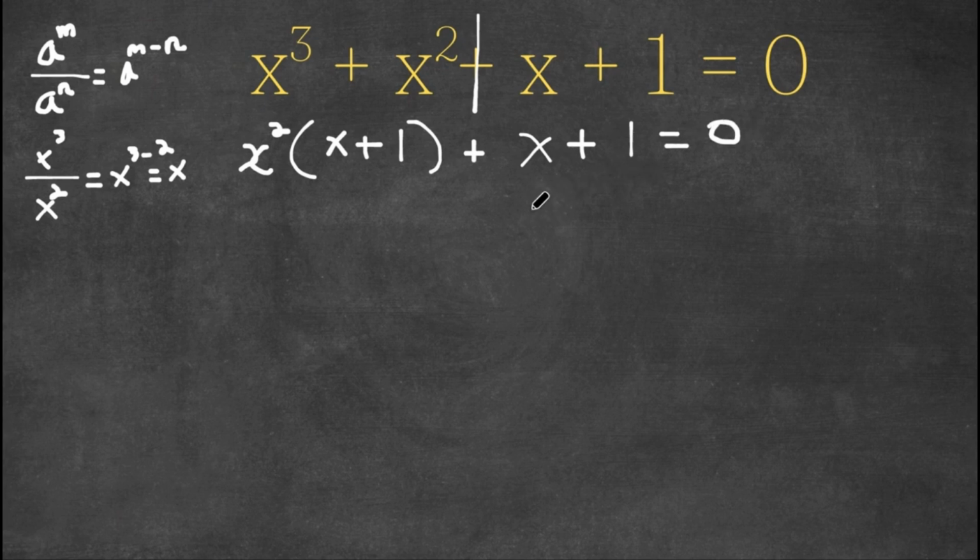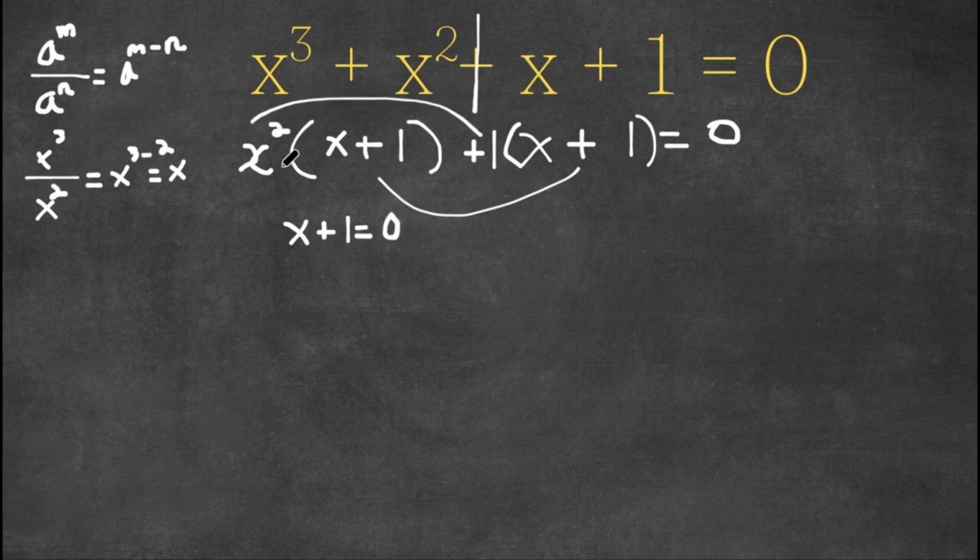So now this would actually give us two equations, because x plus 1 is x plus 1 times 1, right? So now these two are the same. So that's one equation, x plus 1 equals 0. And then we have this plus this, x squared plus 1. So that's another equation: x squared plus 1 equals 0.